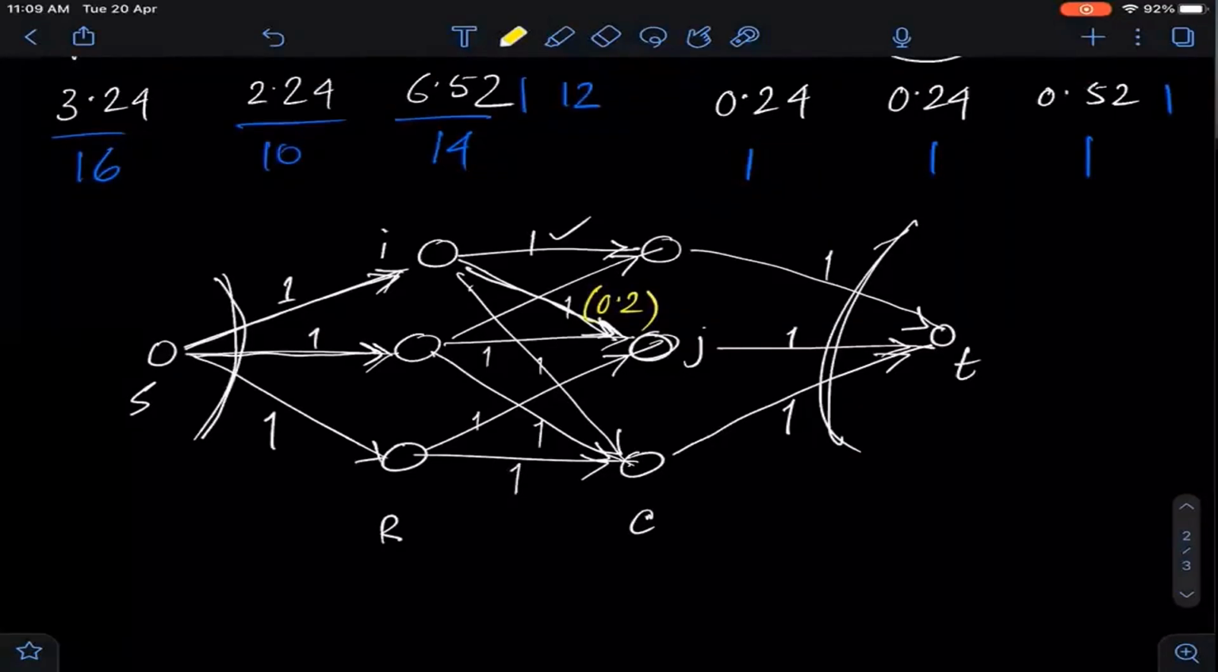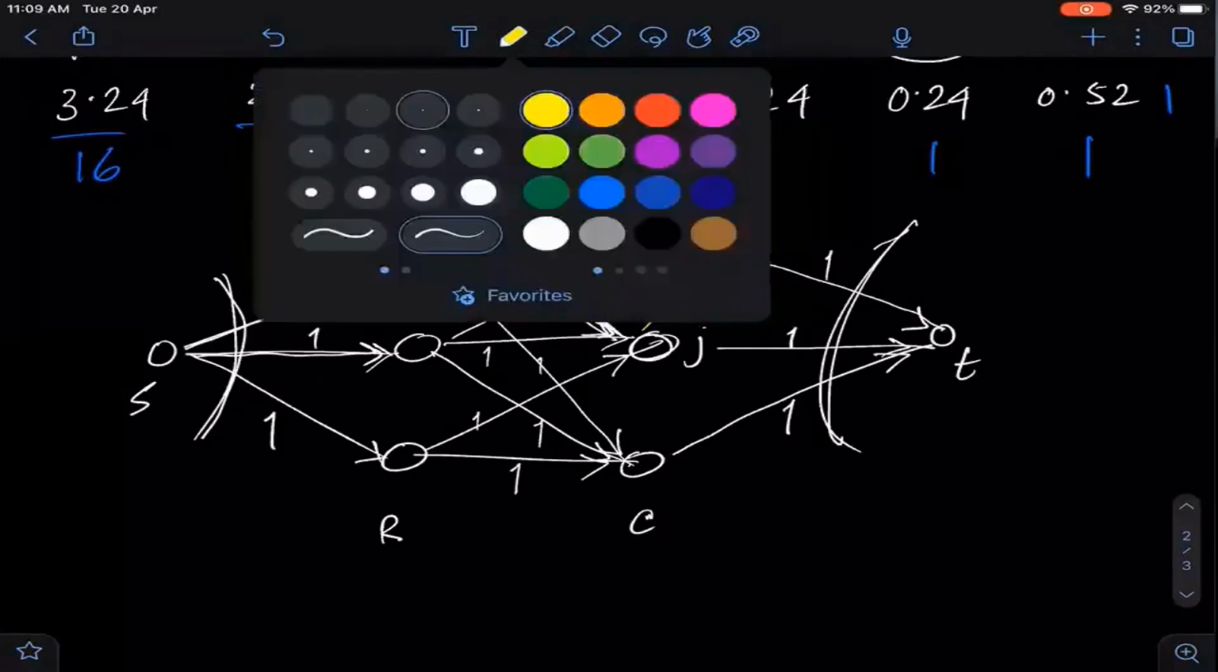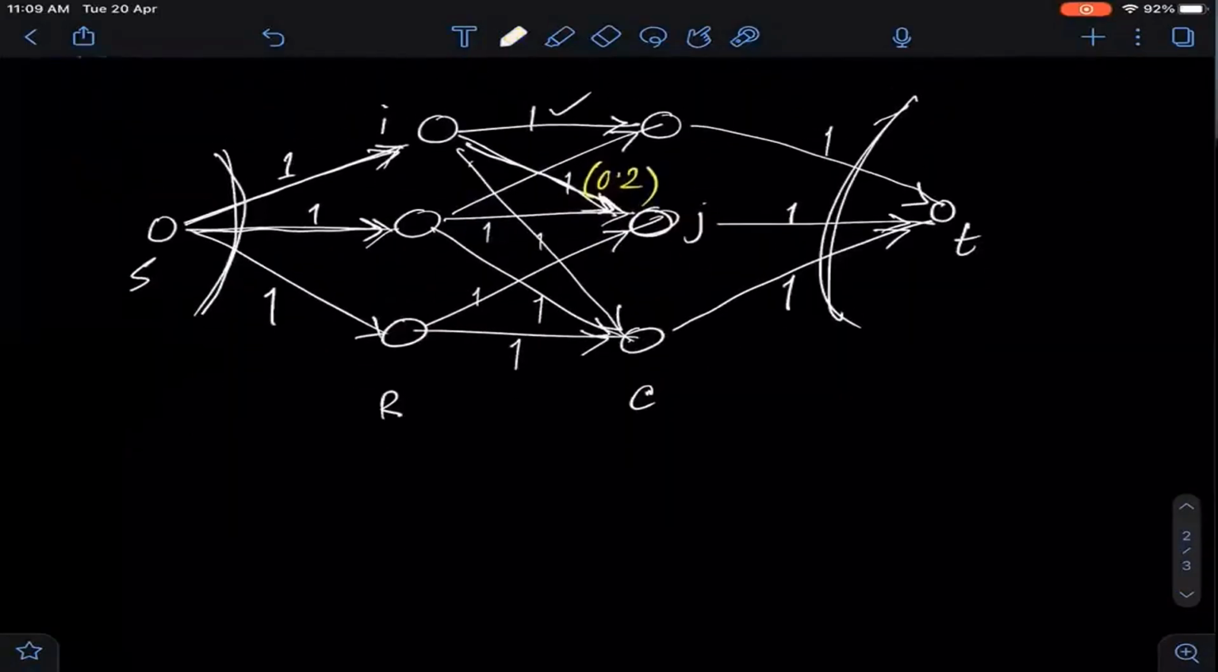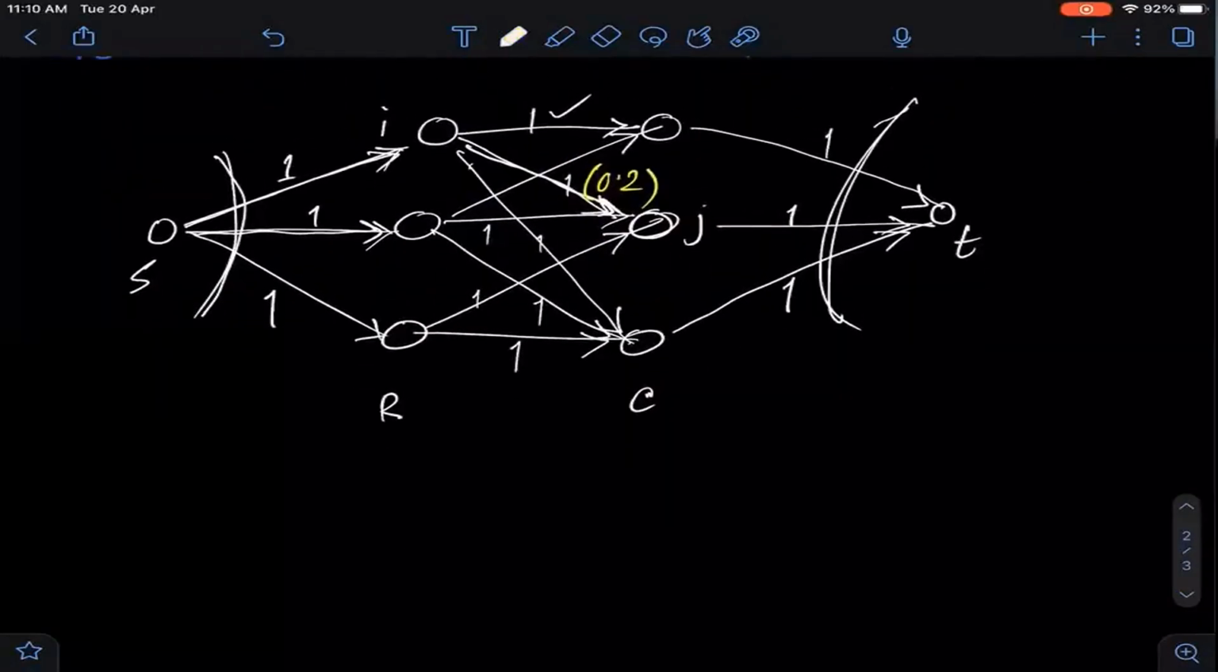But now I appeal to the theorem which we had proved previously, that if there exists a fractional maximum flow, then there also has to be an integral maximum flow. There is one maximum flow in this network which is integer. Why? Because all the capacities are integers, okay? So this is the crucial point where we are using this integrality theorem.